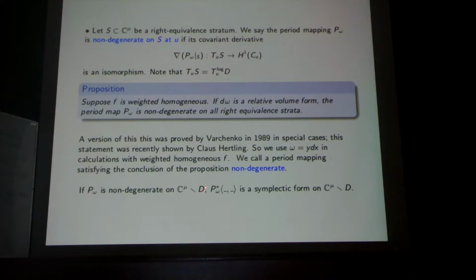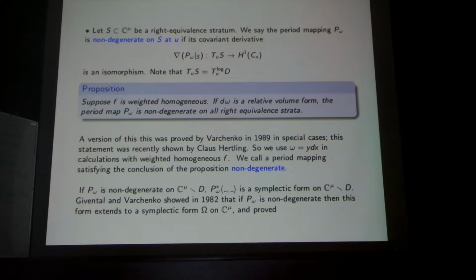Anyway, because the intersection form, which I'm writing with these angular brackets, is a non-degenerate skew-symmetric form, and because of the way that we define the period mapping, one can prove that the pullback is actually closed, so that means it's a symplectic form on C mu minus D. And Varchenko and Givental showed that if d omega is non-degenerate, then this extends to a symplectic form on the whole of the base. So we've got a symplectic structure on this even dimensional space.